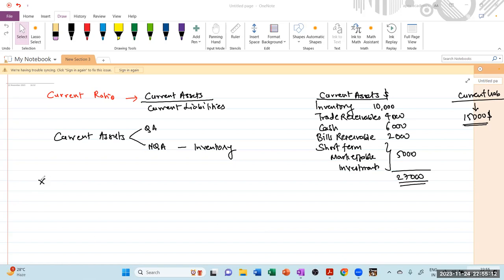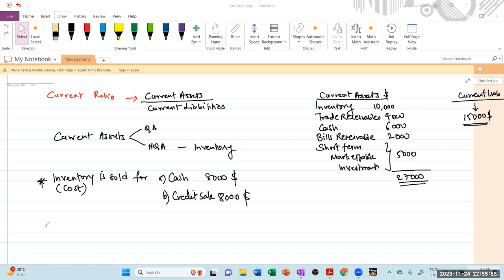Agreed? Now I give you a vital piece of information here: inventory is sold for case number A for cash, to the extent of $8,000. Inventory costing $8,000 has been sold. Cash has been received. So this is purely on cost. I don't take into consideration any profit or loading onto this. Second, it's a credit sale. Again, $8,000.